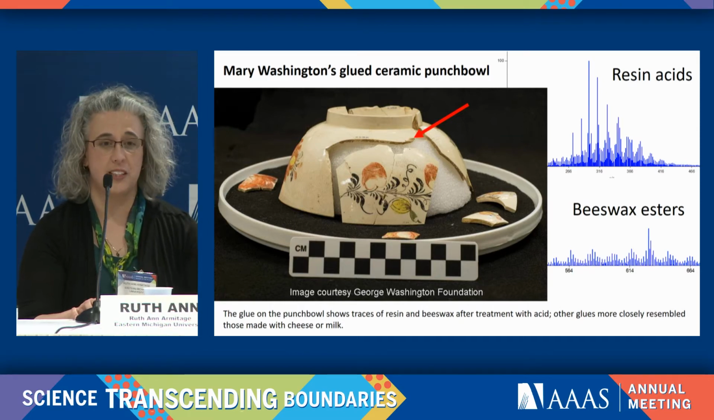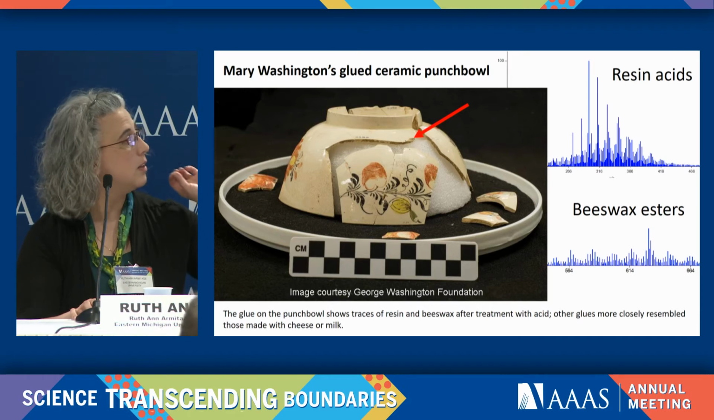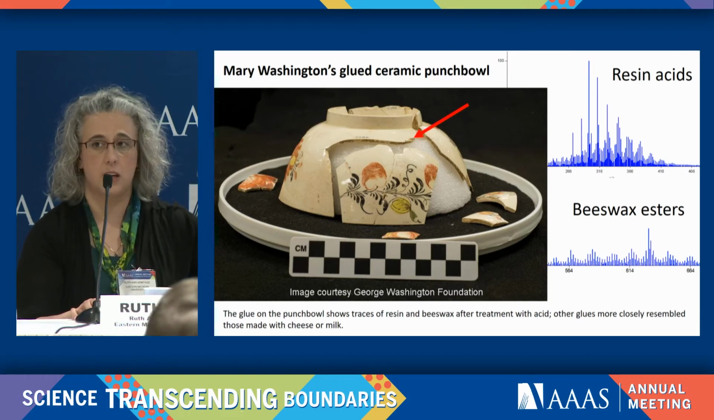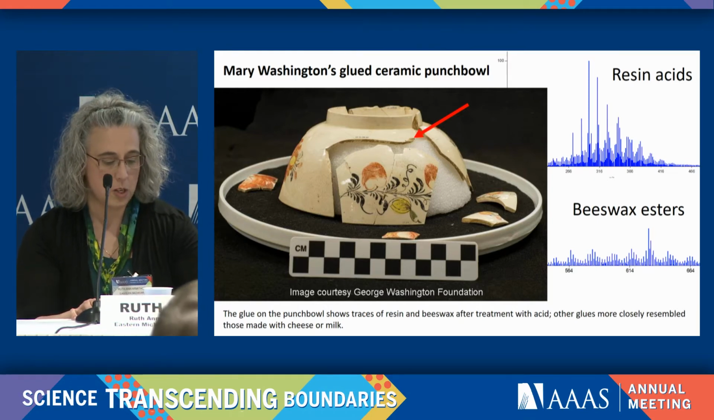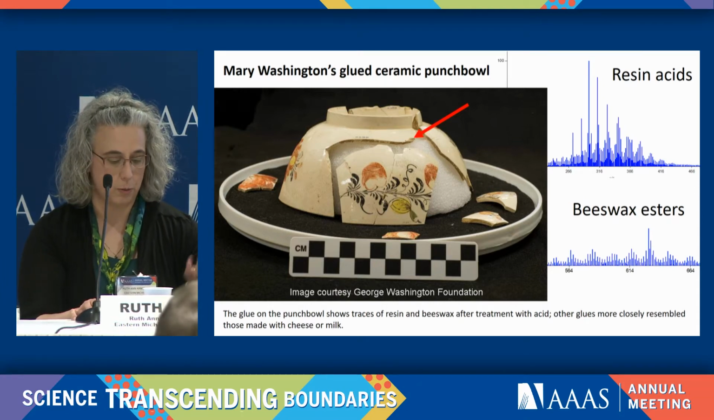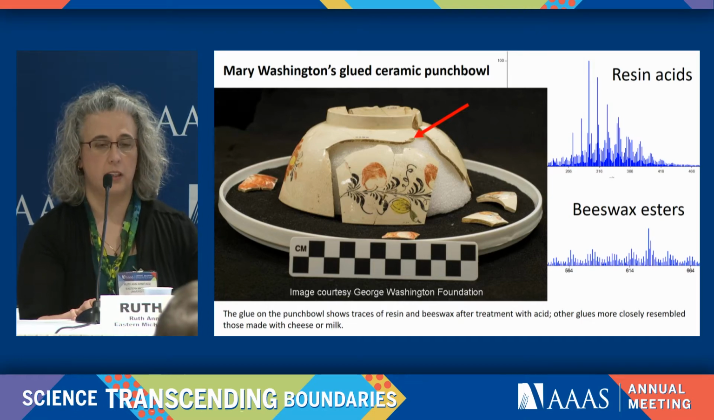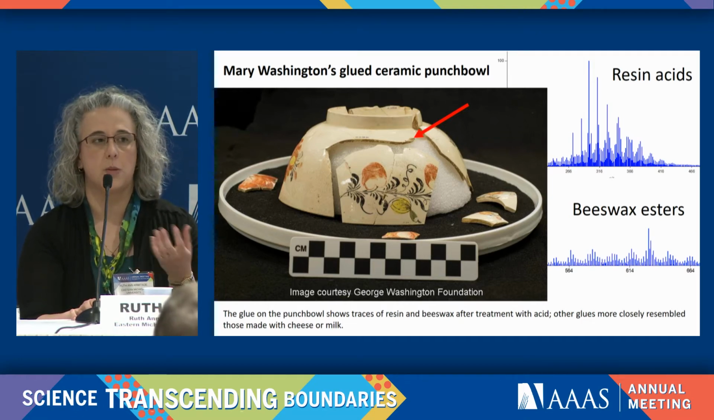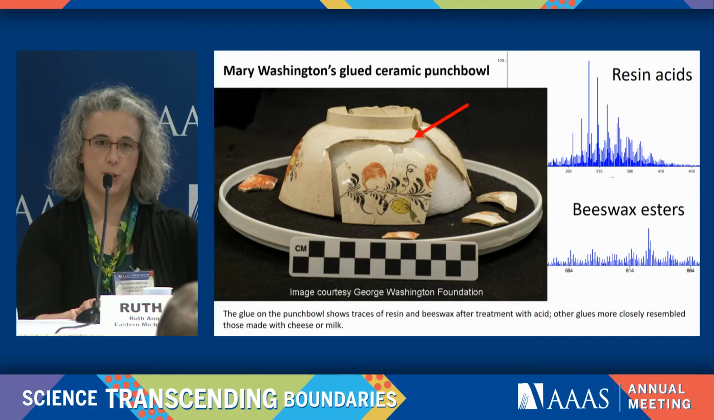So what we did was we did a little bit of sample preparation, and we were able to find some resin acids and beeswax esters that were characteristic of a different recipe, and these appear to be resin glues. We don't know for sure why Mary Ball Washington would have repaired her ceramics, but it seems more likely from the composition and the way they look that it was probably more for display than for use. So they were probably just put up on a shelf to maintain their attractiveness on the shelf.